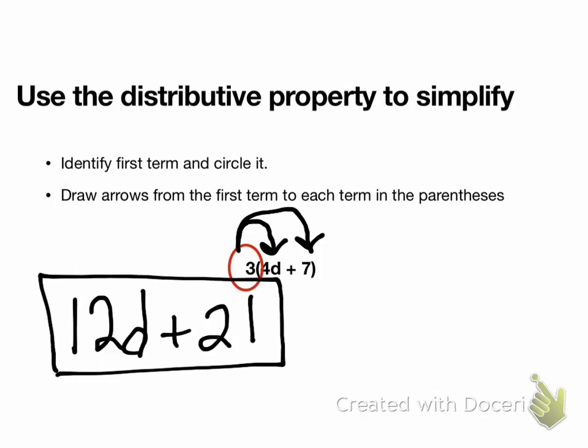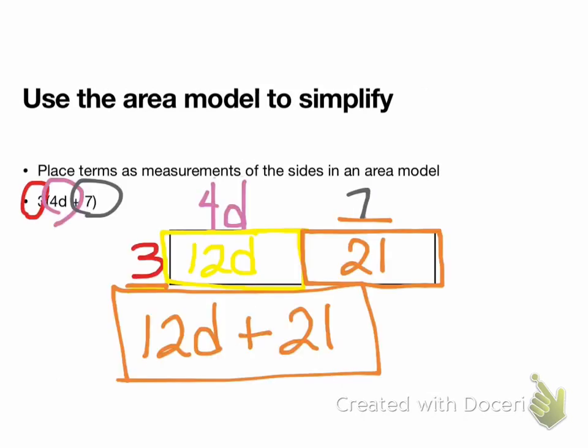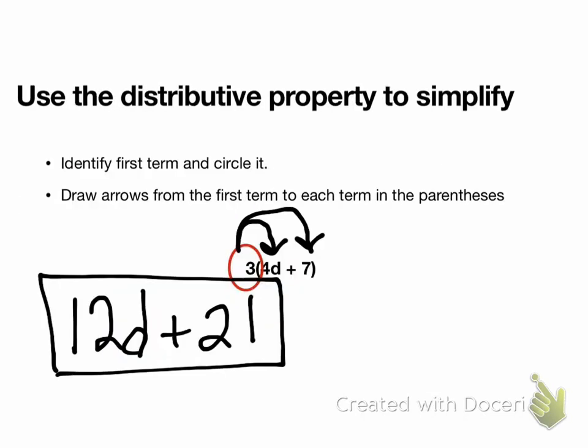So when you do the work today, you can either use the area model or you can use the distributive property, whichever way you find easier.